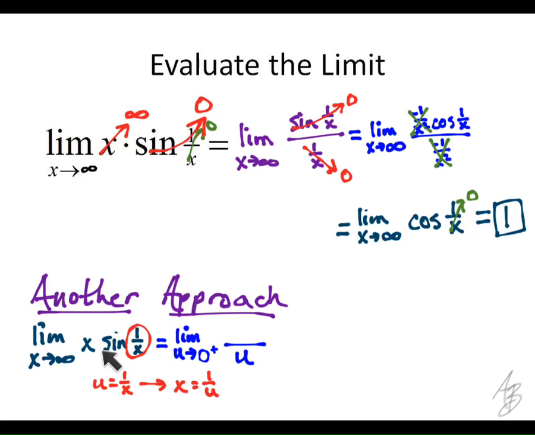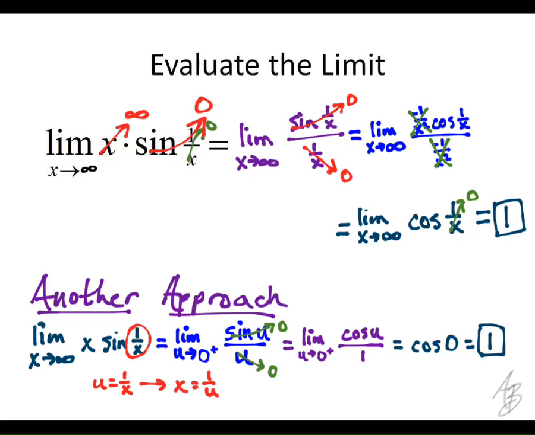So we can rewrite this then as a limit as u approaches 0 from the right of, well, the x here is going to become 1 over u, and then the sine of 1 over x is going to be the sine of u. And then this turns into a problem that we've already done. We use L'Hopital's rule here. Because it's 0 over 0, we take the derivative, cosine of u over 1, plug in 0, and we get cosine of 0, which is 1. We get the same answer. This problem, once we do the substitution, might be a little bit easier because we had to use the chain rule here, but either way is going to work.